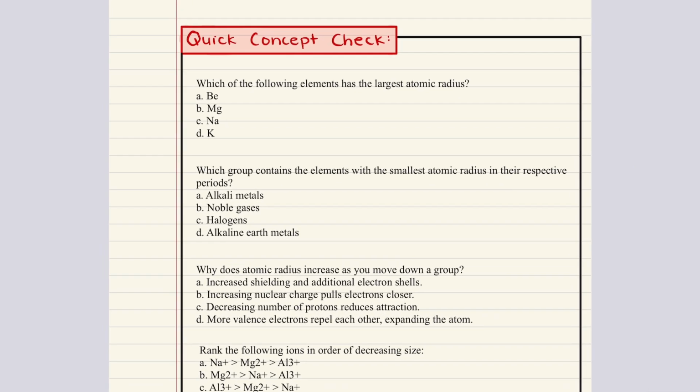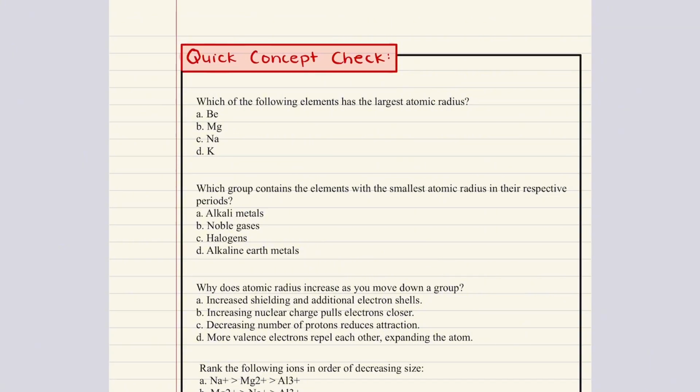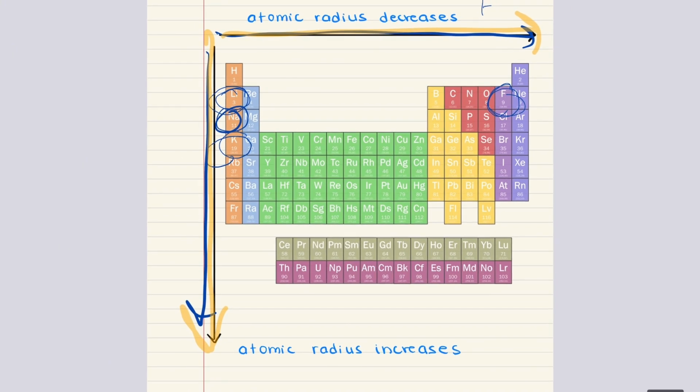This first problem says, which of the following elements has the largest atomic radius? Beryllium, magnesium, sodium, or potassium? To determine atomic radius, remember the periodic trend. Atomic radius increases down a group and it decreases across a period. This happens because moving down a group, atoms add additional electron shells, increasing size, while moving across a period increases nuclear charge, which pulls electrons closer.